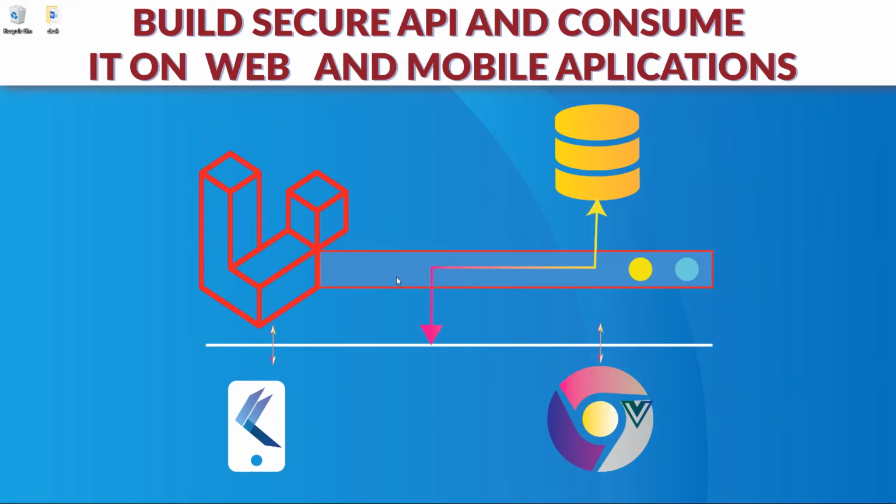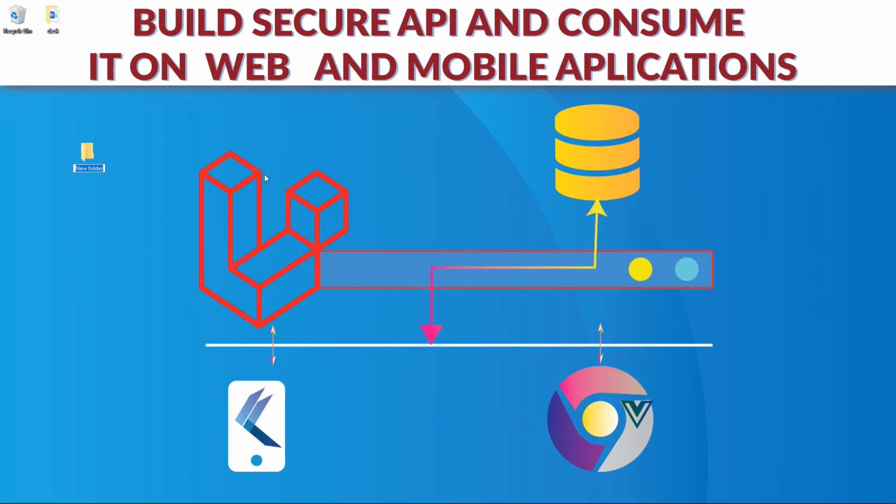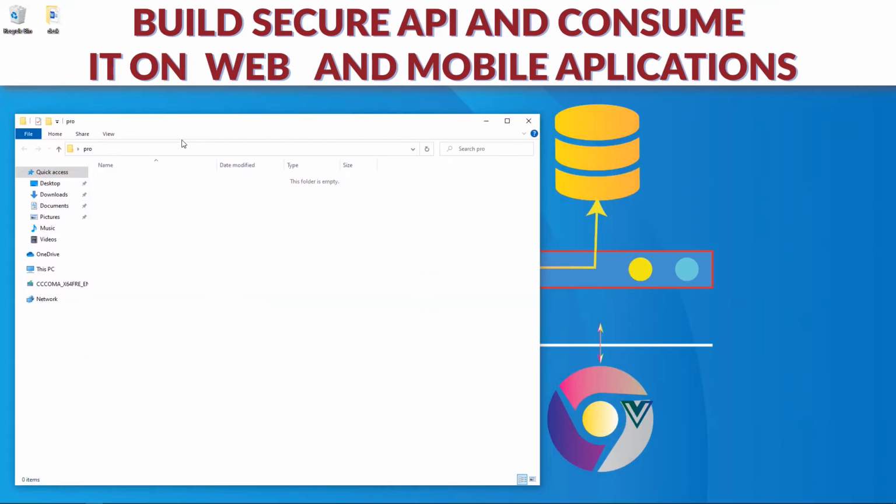In this episode, we will start by creating our Laravel API application. So I'm going to create a new folder on my desktop, and I will call it Pro, just like that. Then I will navigate inside the folder.